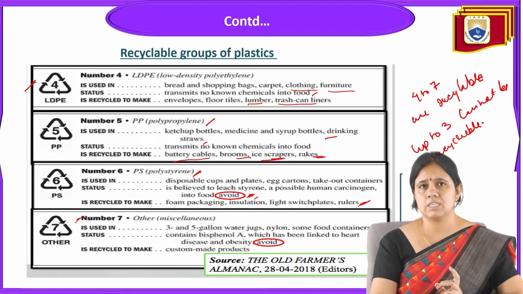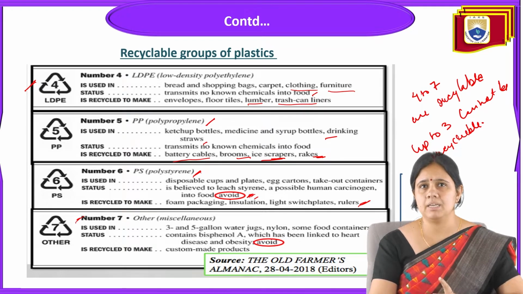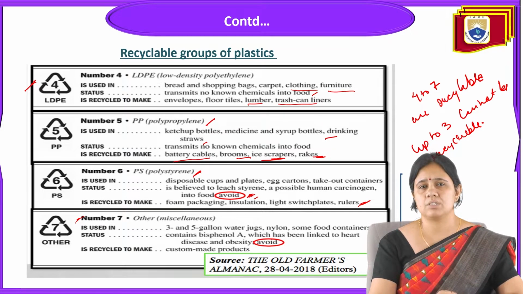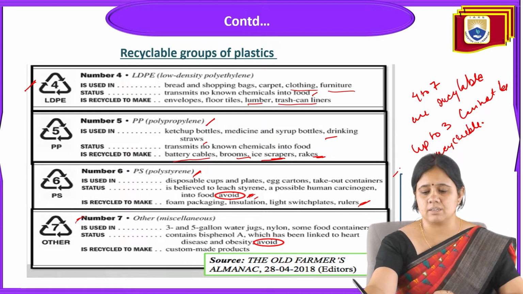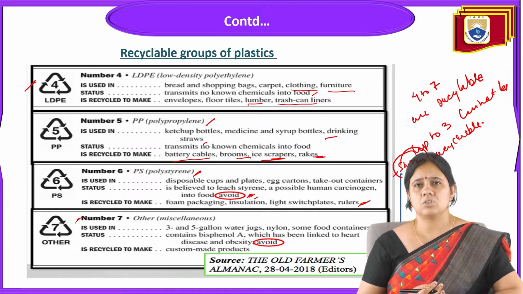So you can see that only 4 and 5 are safe, that is LDPE, low density polyethylene, and PP, polypropylene. And 6 and 7 cannot be used. They should be avoided because 6 is polystyrene, and 7 is miscellaneous, containing bisphenol, and number 6 contains styrene. Styrene is very dangerous because it is carcinogenic to human beings and can cause cancer.